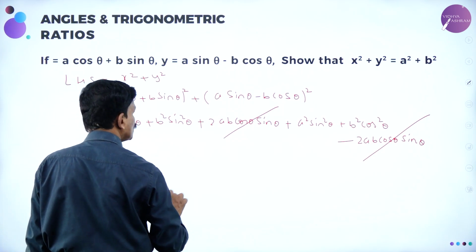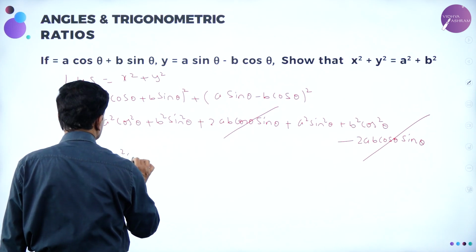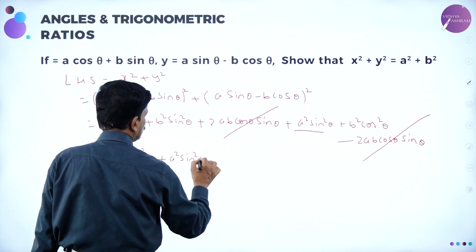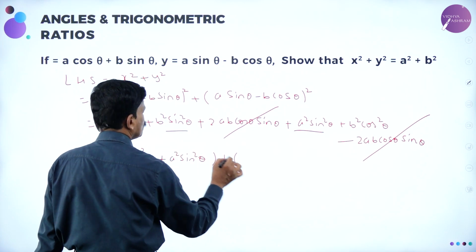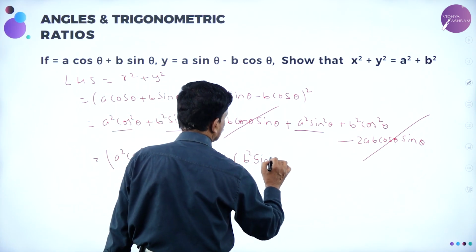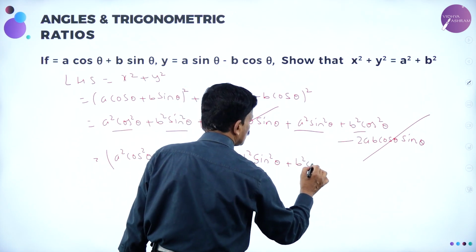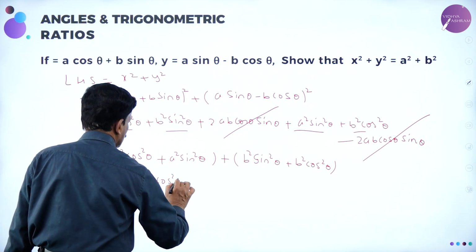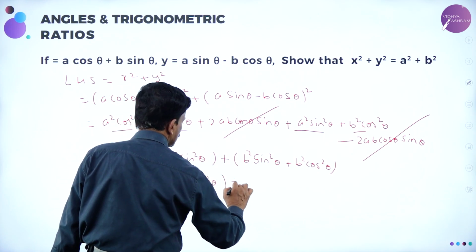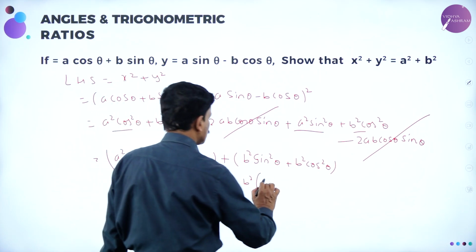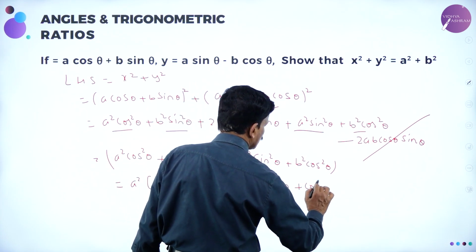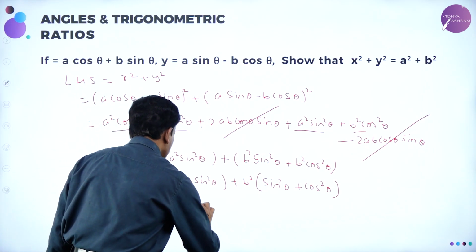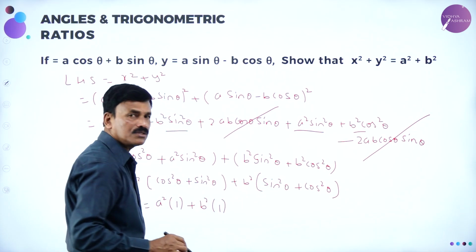Now that is equal to, equate the terms containing a square. So we have a square cos square theta here plus a square sin square theta, make it as one group, plus b square sin square theta plus b square cos square theta, another group. So you can take the common factor. What is the common factor? a square is the common factor: cos square theta plus sin square theta, plus here b square is the common factor: sin square theta plus cos square theta. Now, what is this equal to? a square into cos square theta plus sin square theta is 1, plus b square into sin square theta plus cos square theta is also equal to 1.